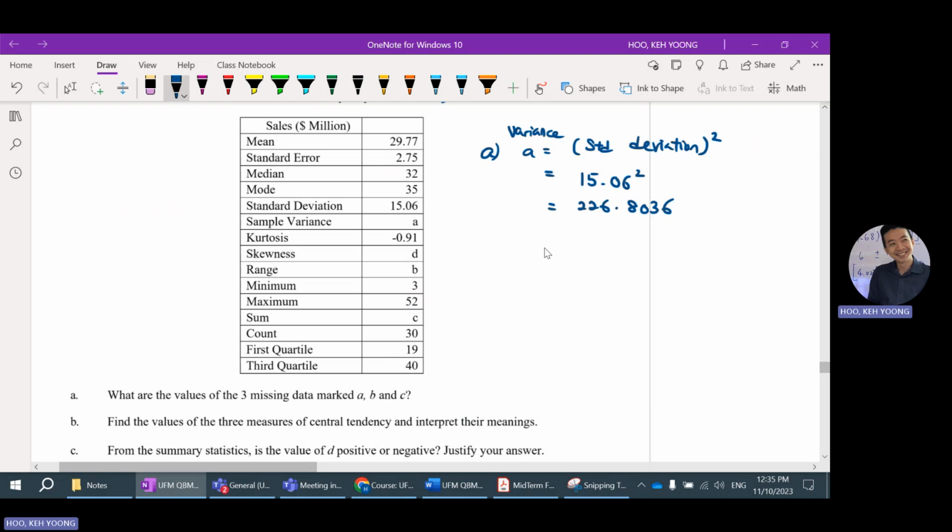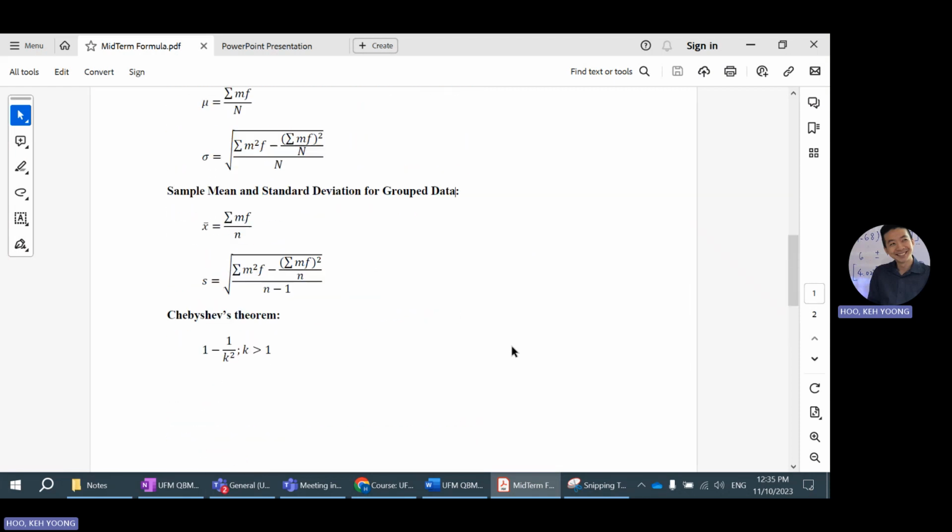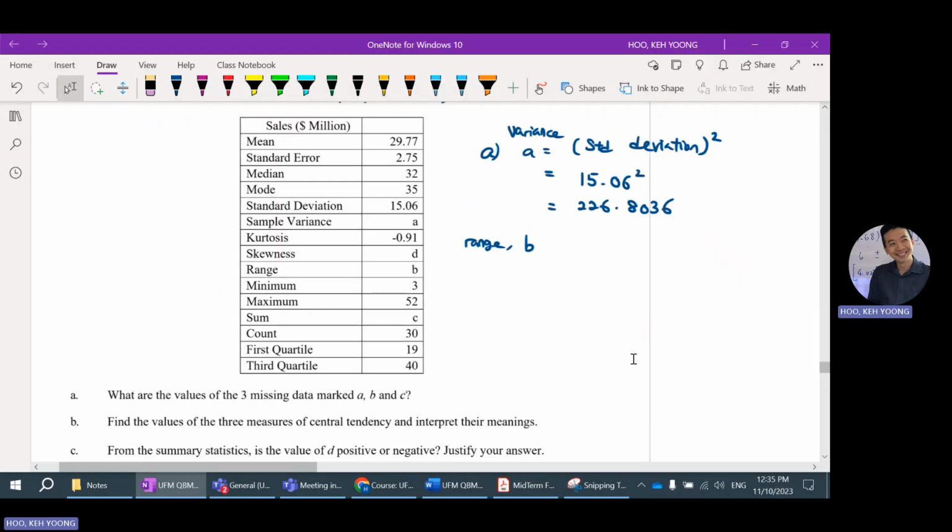All right. B is range. So range, the formula, let's see if it's not in the formula sheets. Oh, range you have to memorize. But very easy. The formula is maximum minus minimum, the largest minus the smallest value. So I have given you 52 is the largest, minus minus 3, is 49. So this one, very simple formula to memorize.